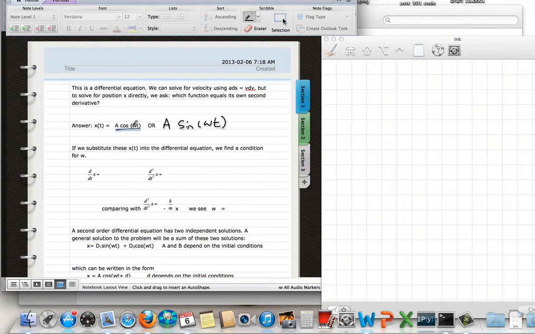So if you take the derivative of a cos omega t, you're going to get the derivative of cosine, which is minus sine. Then you need to multiply by the derivative of the argument, which gives you an extra factor of omega. So you get omega times minus a sine omega t.